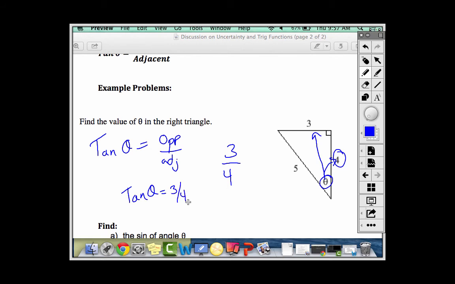Now that's not the answer, right? That's not the angle that you should be getting. How do you get the angle? Does anyone know? Perfect. So in the end, this is going to look like theta equals the inverse of tangent 3 over 4. Okay? And if you plug that into your calculator, and that's really what it is, it's just calculator work, I get a theta of 36.9 degrees.